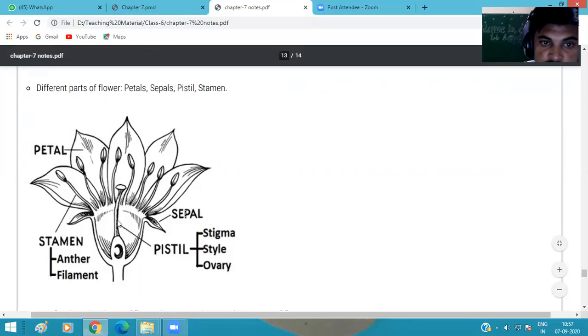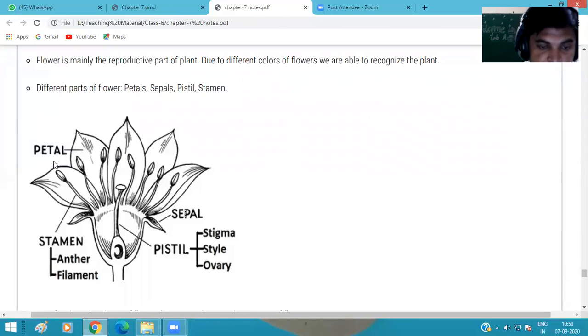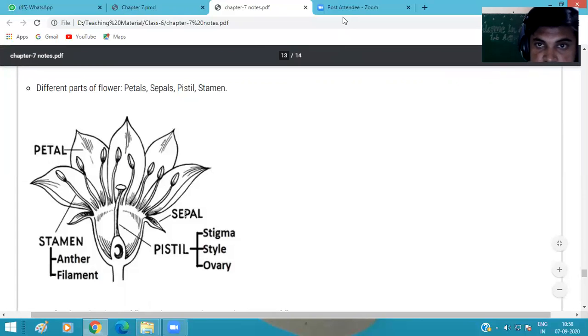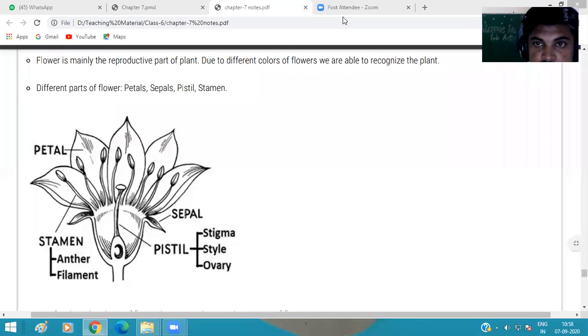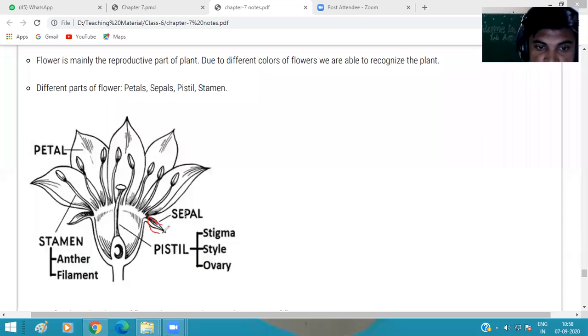These colored leaves, or the colored part of the flower, are called petals. When the flower has not bloomed, or is in the form of a bud, it is covered with green leaves. After the flower blooms, we also see these green leaves under the flower. These green leaves are called sepals.